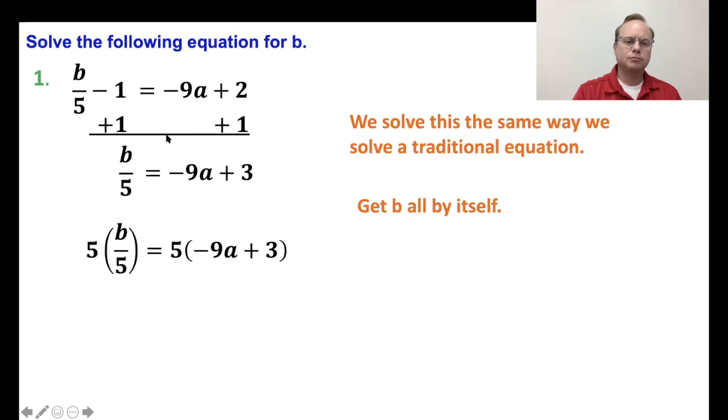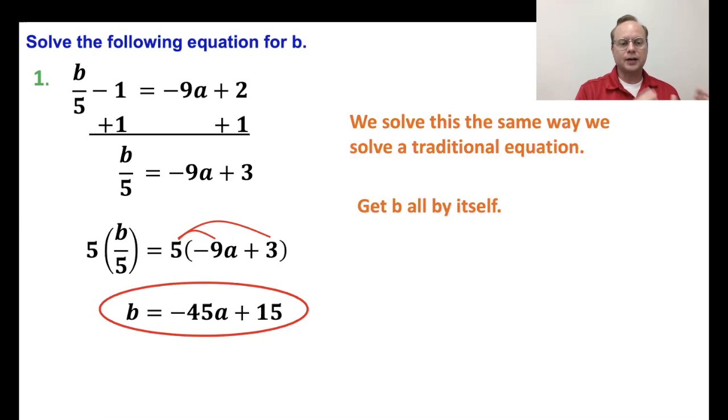I can't just multiply this negative 9a by 5. That would change the value of the equation. So we can't do that. I've got to do it to the entire quantity here. So that's what I'm going to do. I'm going to multiply the negative 9a as well as the 3. Okay, my left-hand side will completely cancel out. Those 5s will cancel out, leaving me just b. And then my right-hand side would be negative 45a plus 15, and that's because I distributed that 5 to everything inside.